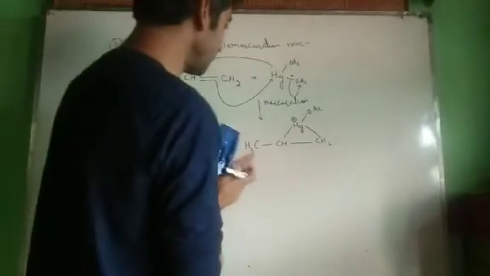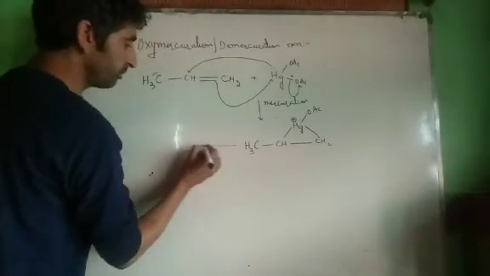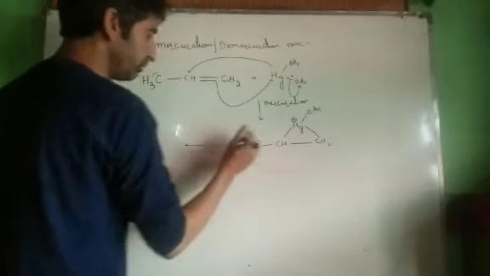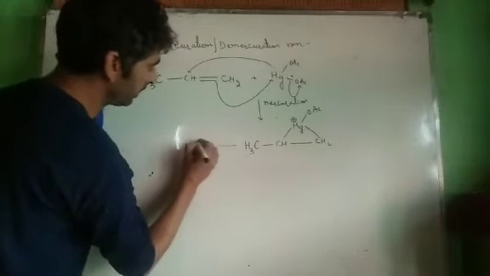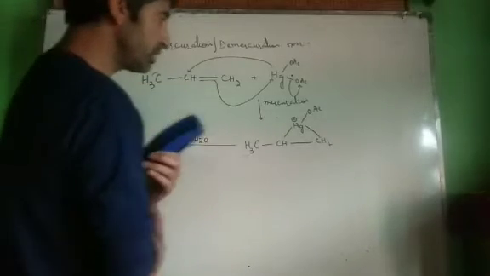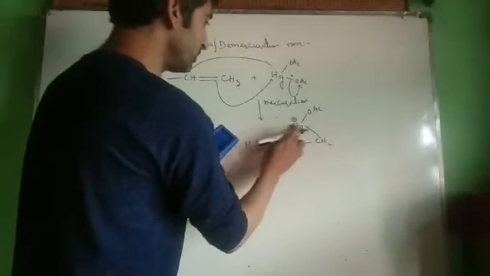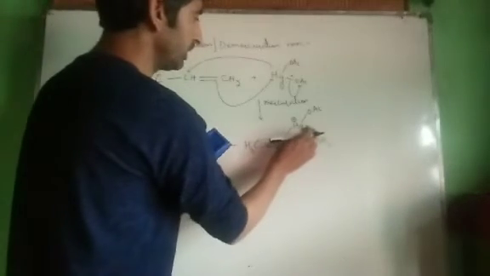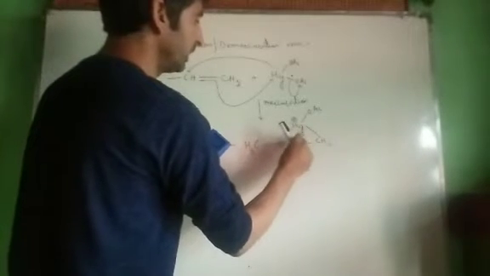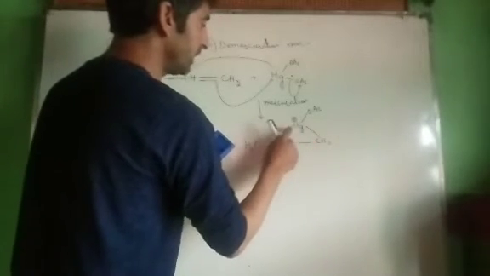And after this, what happens? Demercuration means loss of mercury. First addition of mercury, that's mercuration. Then loss of mercury, that is demercuration. Loss of mercury is carried out with the help of water. Now see, here I have to break a bond. Either I can break this bond or I can break this bond. I have to break the bonds which are bonded to the mercury.